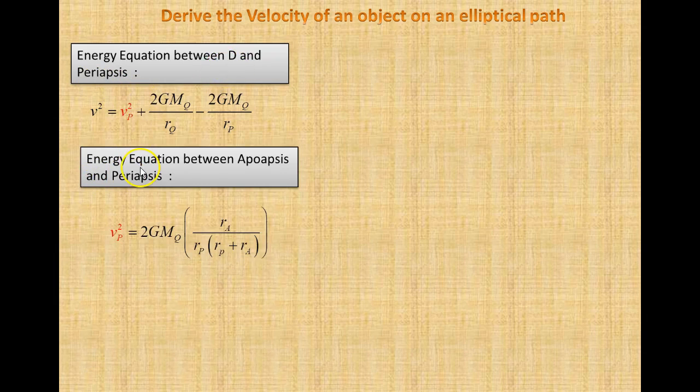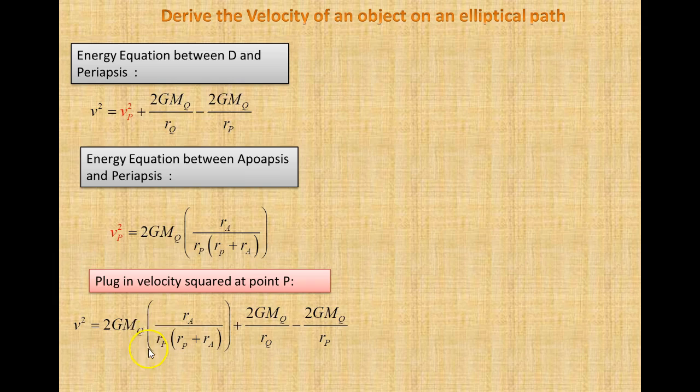And we have our energy equation between apoapsis and periapsis. These two equations. If you look at them, we have VP squared is equal to this quantity on the right. Well, we can plug that into our energy equation between D and periapsis. Okay, so we plug in. All right, take this equation and plug into that one.